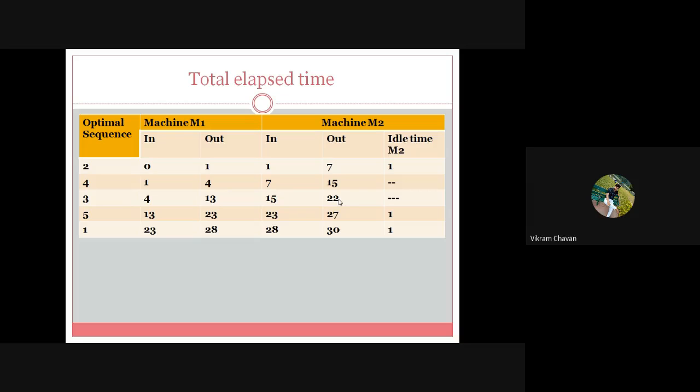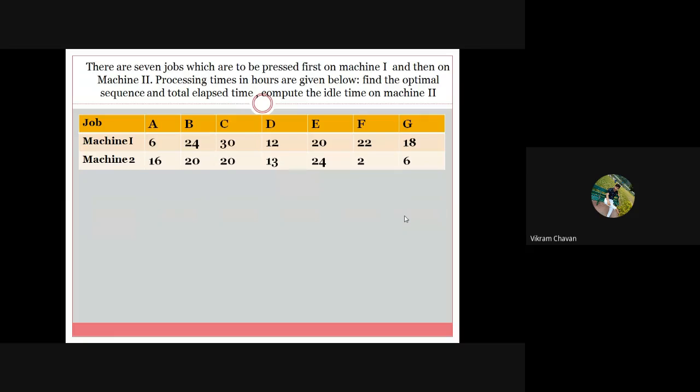So in this manner we have completed, and we reach this particular point, where this 30 is the total minimum elapsed time. This 30th hour means 30 hours are required to complete all 5 jobs on these 2 machines. So 30 hours required, and the idle time is 3 hours. The addition of all the idle time is 3 hours. So we reached up to this point in the last lecture.